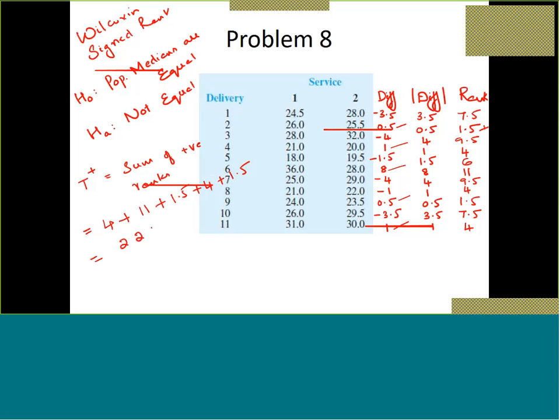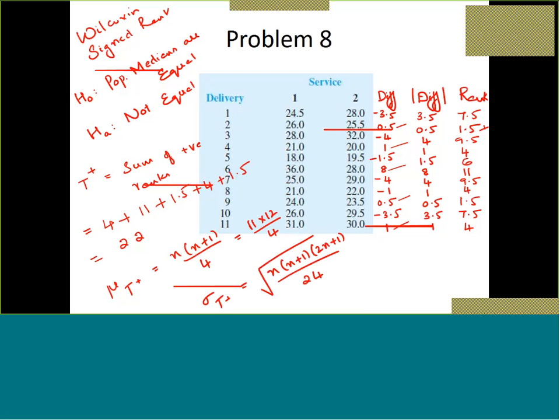Now you have to calculate the mean of T plus. So mu T plus, the formula is n into n plus 1 by 4. So n is 11, 11 into 12 by 4. Then you have to calculate sigma T plus. So you should remember the formula, which is square root of n into n plus 1 into 2n plus 1 by 24.